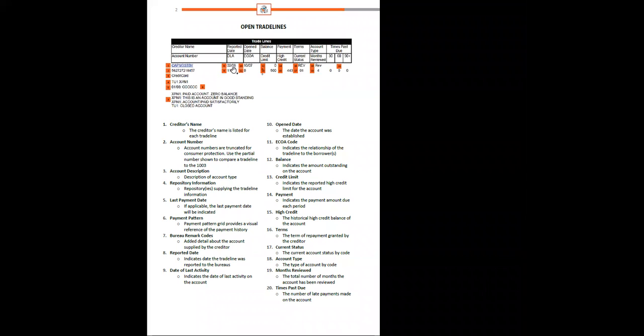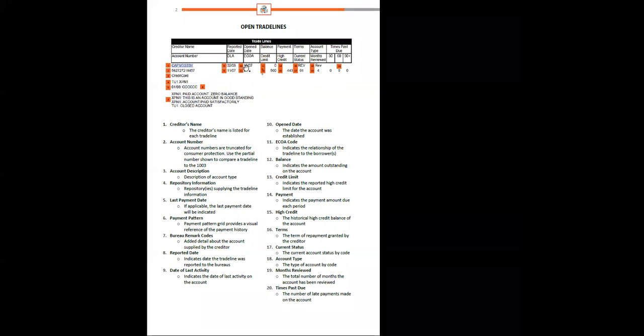So it looks like they pulled this credit report on the 8th of 2008, February 2008. Normally you have a date, and that right there is a reported date. And then number 9, the date of last activity, indicates the date of last activity on the account. So it looks like they haven't really used the account since November 2007. And let me go back to 8. I misspoke. What that date indicates is when the trade line was actually reported to the bureaus.